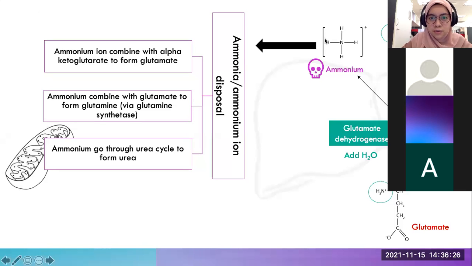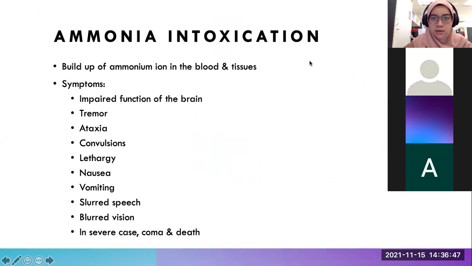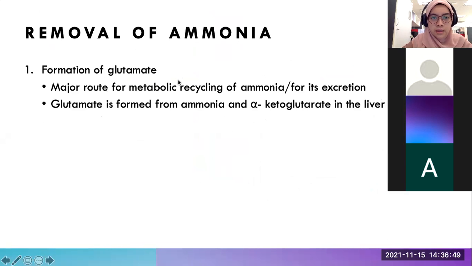Okay, let's continue with removal of ammonium. As I mentioned, there are three ways ammonium is removed from our body. The first is ammonium combining with alpha ketoglutarate, then ammonium can also combine with glutamate, and eventually ammonium is excreted or removed via the urea cycle.